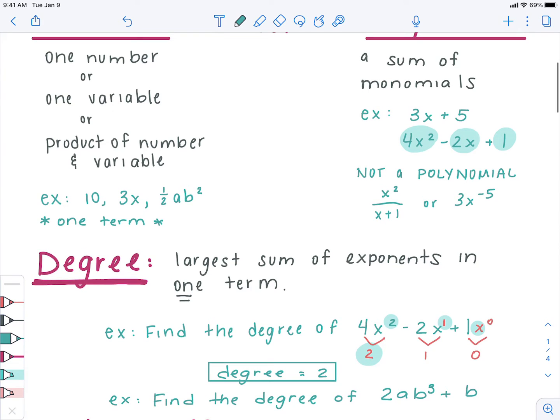So this is what I was talking about, where we have to pay attention and we're actually going to have to add things. So I'm going to have to take the exponent from the a and the exponent from the b to get the degree for that term. So I take the imaginary 1 that's there, and I do 1 plus 3, which gives me 4. Here, I just have b to the first power. I know that 4 is bigger than 1, so my degree here is 4. That's as tricky as that can get.